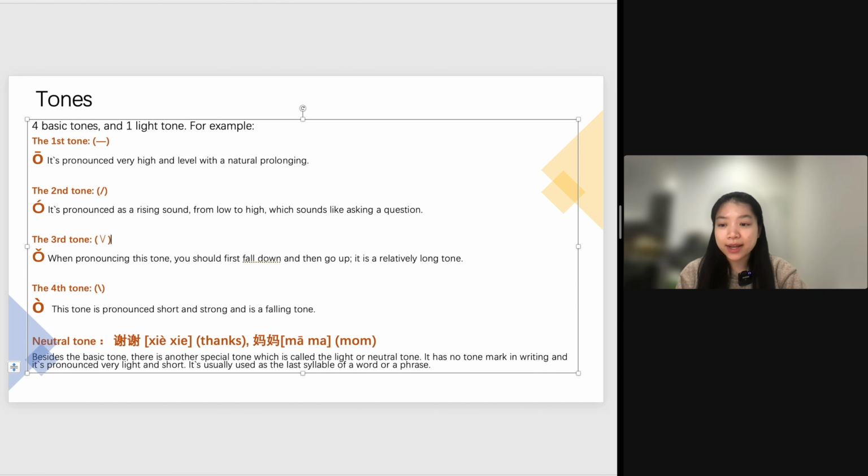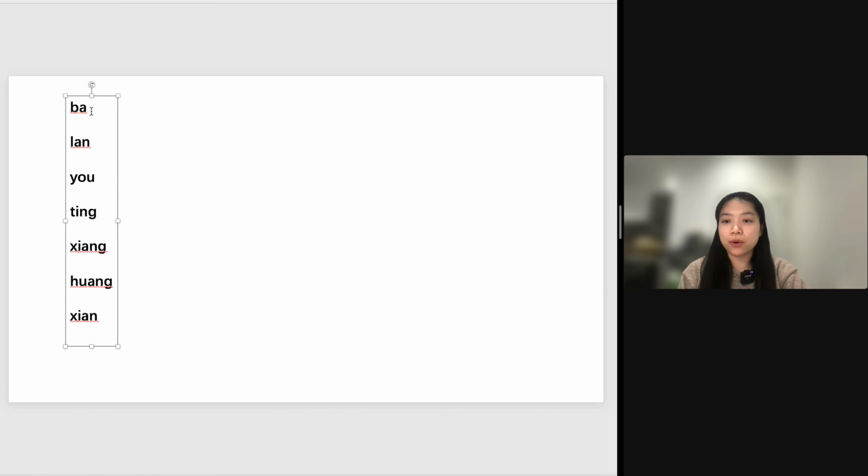I will give you an example. We will use our same pinyin syllable again. This one, how we practice the third tone. I would like to say ba, ba. Now, can you feel that when I practice this pinyin syllable with the third tone, I pronounce it with 2 beats, yeah? Firstly, go down, and then the second beat will quickly go up a little bit.